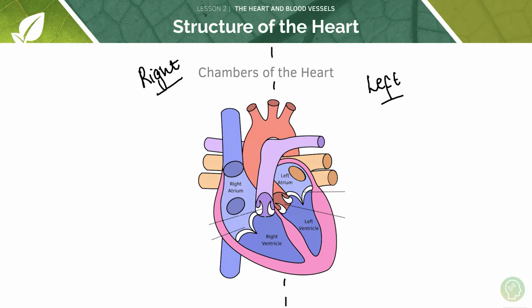Basically you have 4 chambers in your heart. You have your right and left atrium and your right and left ventricles. So let's look at how these interact with each other in terms of blood flow.